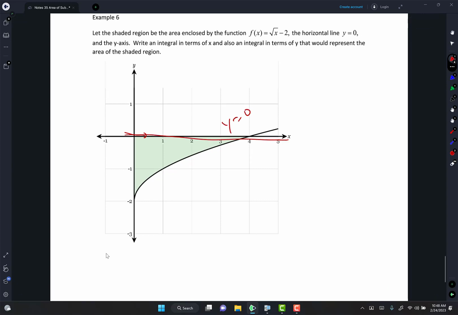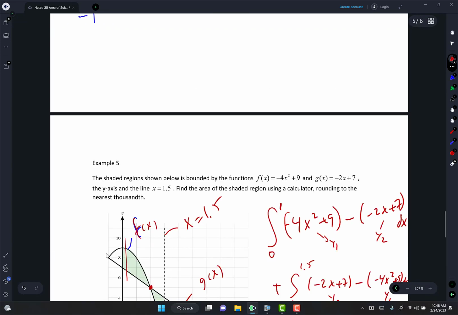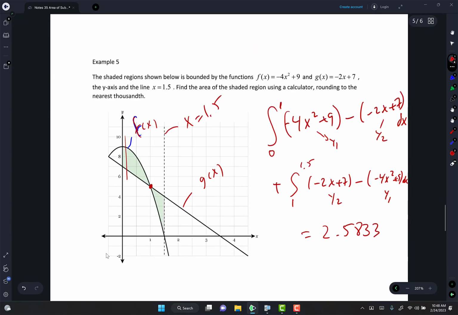We'll do it with y also, because I see that if I draw a horizontal line... Oh, we can't do it with y. I mean, you can, but it would be just as long. If I do a vertical line there, I have the linear minus quadratic. If I do a horizontal line there, it's parabola minus linear. So it would be 2 integrals long as well.